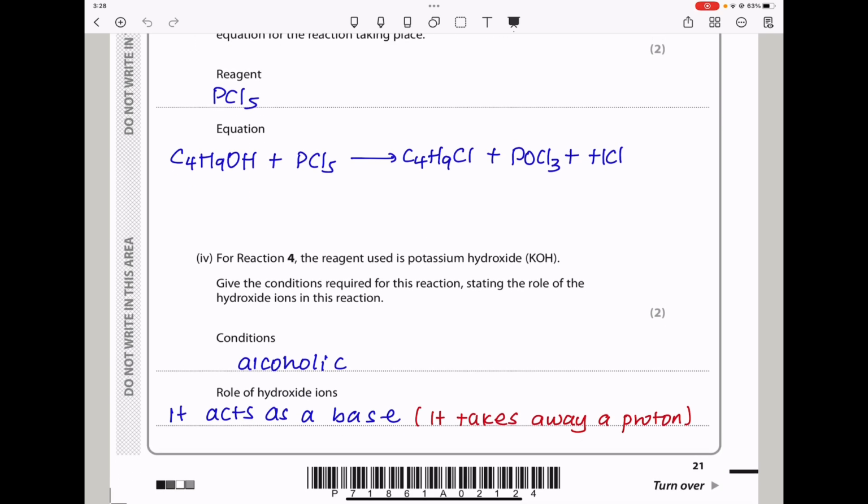Next they say, for reaction 4, the reagent used is potassium hydroxide. Give the conditions required for this reaction, stating the role of hydroxide ions in this reaction. The conditions should be alcoholic, and the hydroxide ions act as a base because they take away the proton in order to cause the formation of an alkene.